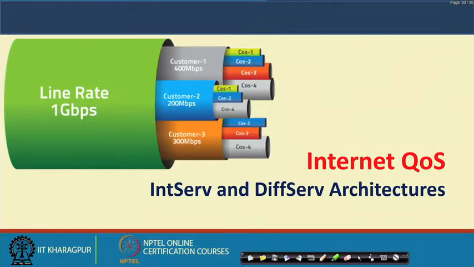So we are going to talk about two specific quality of service architectures called integrated service architecture or IntServ architecture, or the differentiated service architecture or DiffServ architecture. In the beginning, let me give you a brief idea about the differences between these IntServ and DiffServ architectures. We have two modes of services to provide quality of service over the internet.